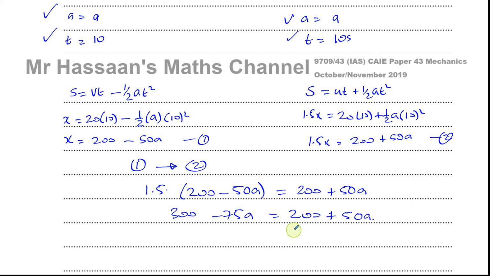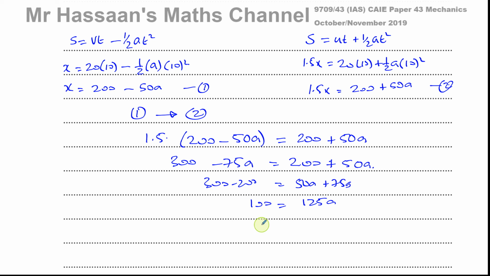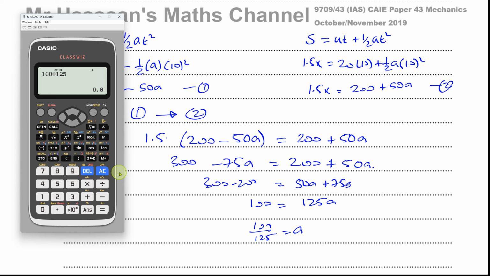Okay, so now we're going to have 300 minus 200 on this side. I'm going to have 50A plus 75A. So I'm going to have here 100 equals 125A. So that's going to be basically 4 over 5, isn't it? 100 over 125 equals A. That's going to be 4/5. Just to confirm that, we're going to have 100 divided by 125, which is 4/5, which is 0.8.